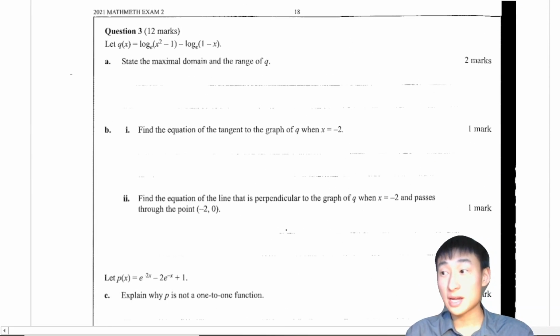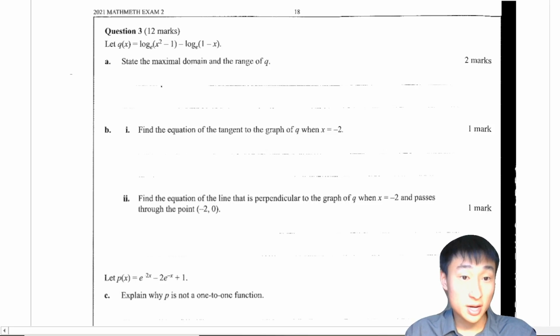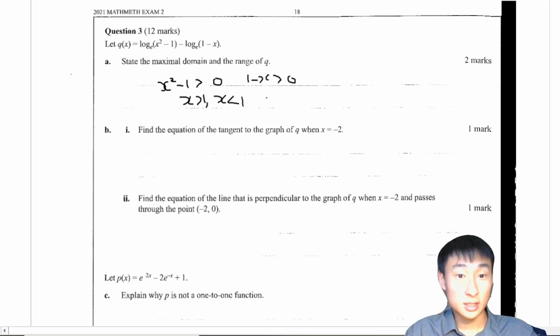Question 3. State the maximum domain and range of Q. The maximal domain is, well, x squared minus 1 larger than 0 and 1 minus x larger than 0. So x is larger than 1 or x is less than -1, and here x is less than 1. So on the whole, x is less than -1. Find the range of Q.